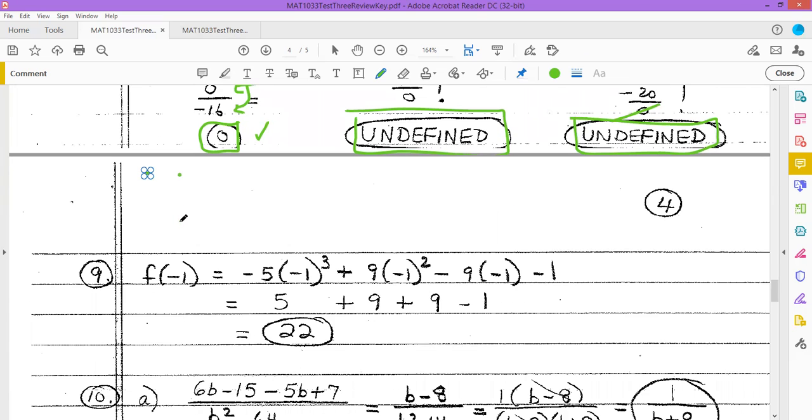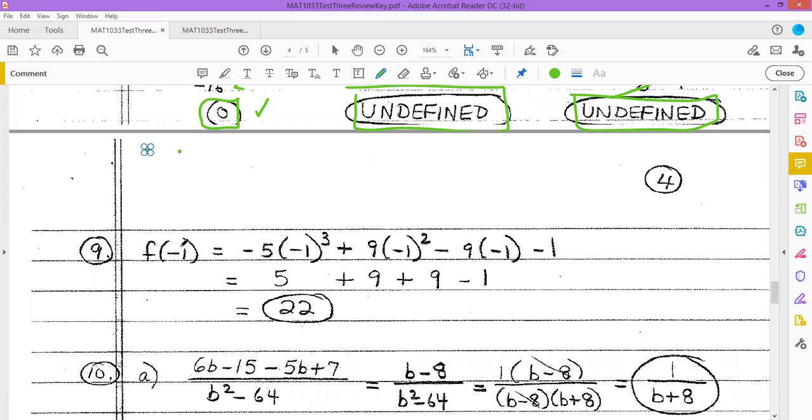Now, number 9, we're asked to find f of -1. So we're substituting -1 here. We have -5 times -1 cubed. That's a negative times a negative. -1 cubed becomes -1, times -5 gives us +5.